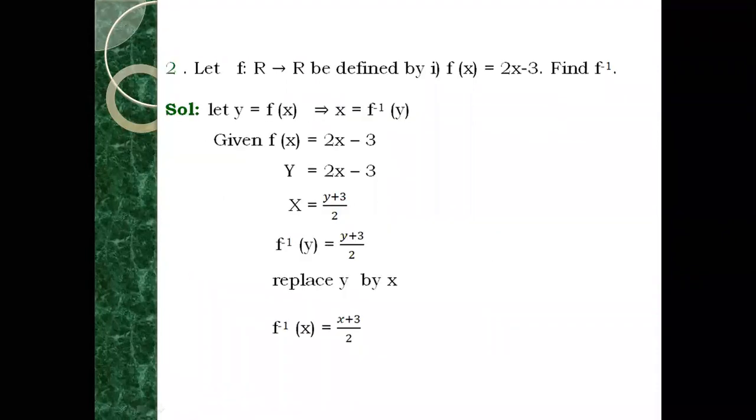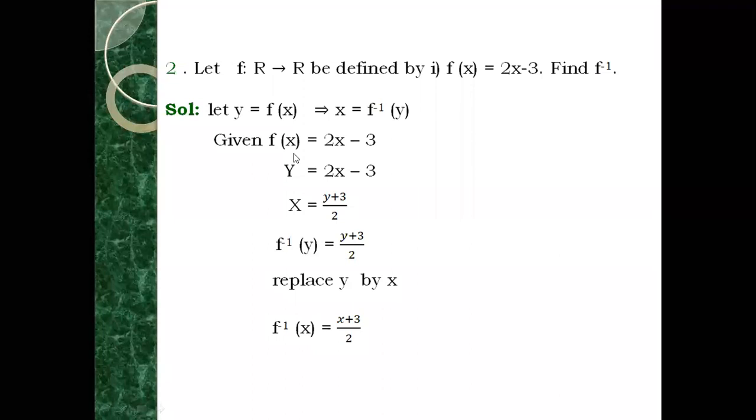Okay, next example. Let f maps R to R be defined by f of x is equal to 2x minus 3. Then find f inverse. So let y is equal to f of x. From this we write x is equal to f inverse of y.